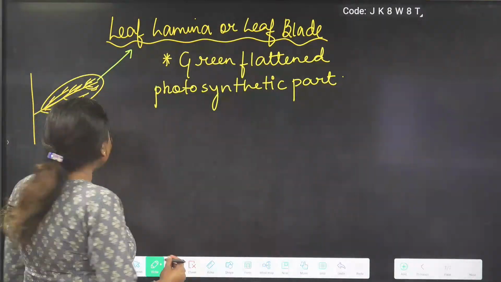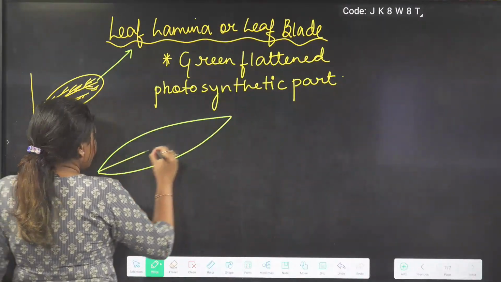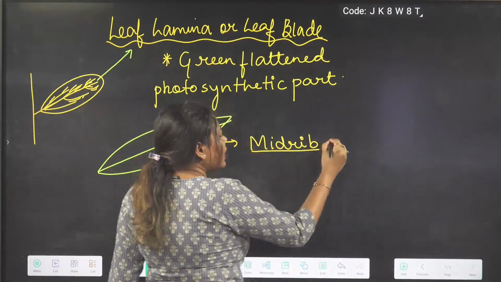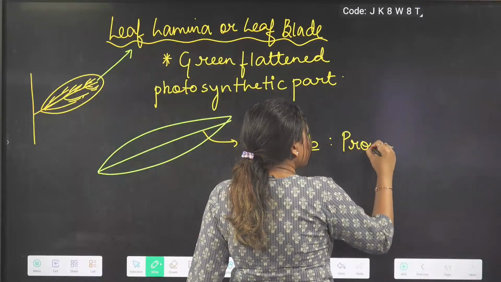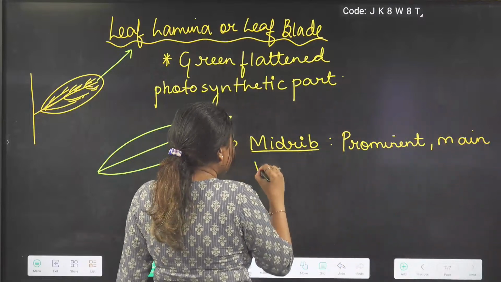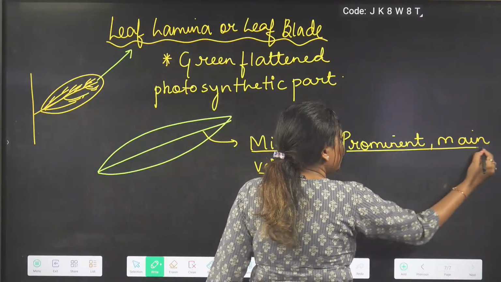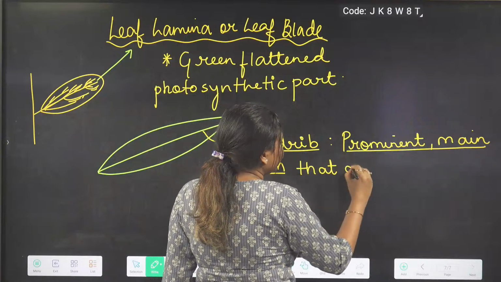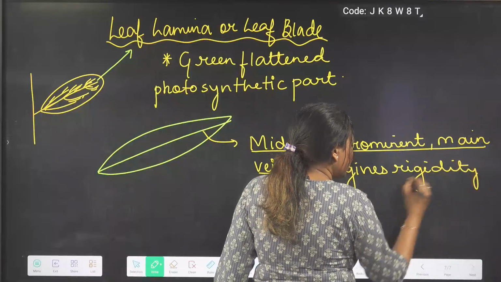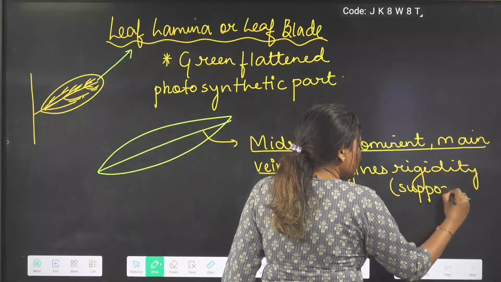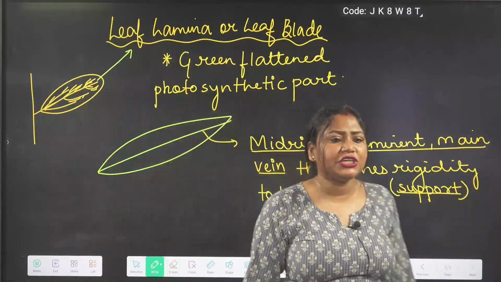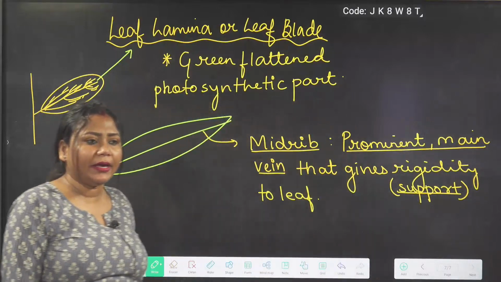Number one. Number two. It has a prominent vein which is known as the midrib. What is midrib? It is the main vein. Prominent means clear. Midrib is the prominent main vein that gives rigidity to the leaf. What is the meaning of rigidity? Support. The prominent vein that gives rigidity to the leaf is known as the midrib.